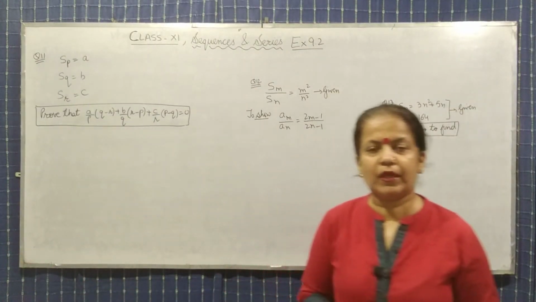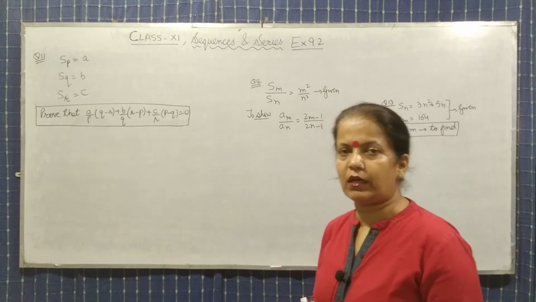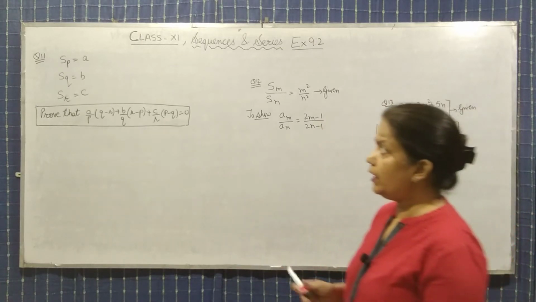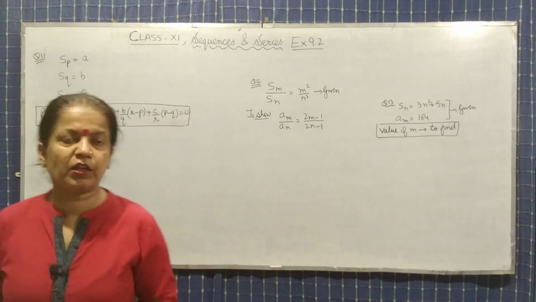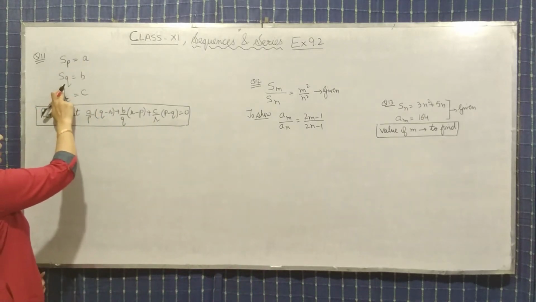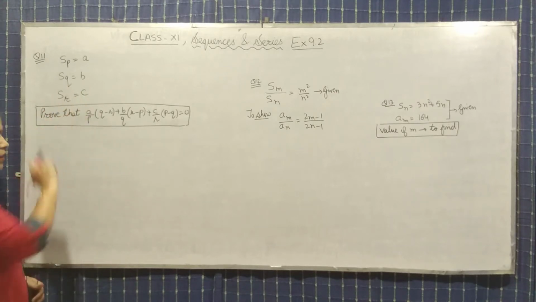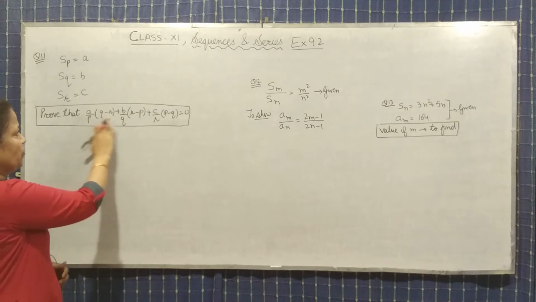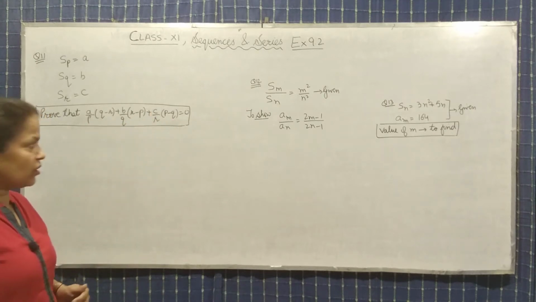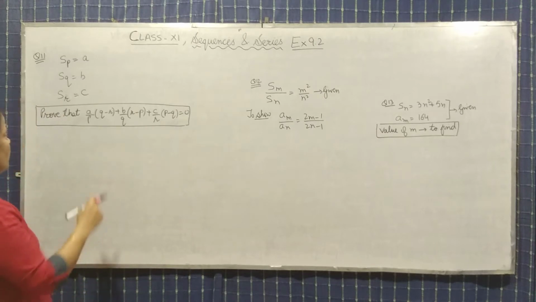Welcome back. Today we will take question 11 from the same exercise, that is 9.2. In question 11, it is given that the sum of p terms is A, the sum of q terms is B, and the sum of r terms is C. And you have to prove this thing, that the whole expression equals 0. This we have to prove.